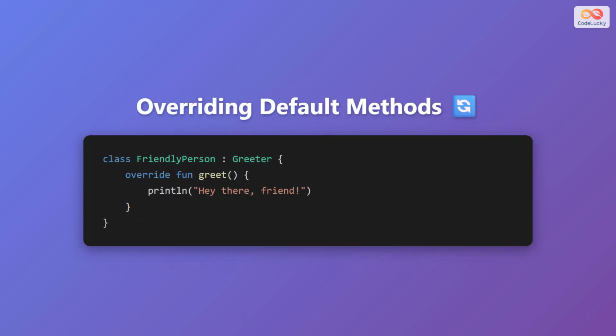But what if you want to customize the behavior? You can override default methods just like any other method. Here we have a class called FriendlyPerson that implements Greeter. This time, we use the override keyword to provide a custom implementation. The greet method now prints "Hey there, friend" instead of the default message. This gives you the flexibility to use the default when it works, or customize when you need something different.